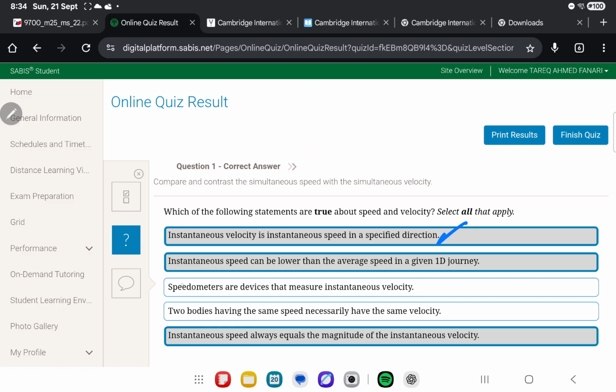Second point, instantaneous speed can be lower than the average speed in a given one-dimensional journey. That's correct, because you can plot a VT graph that goes, for example, like this. Here, the average, this secant, would be very steep, like the average journey. However, the instantaneous speed at this point, the tangent, is almost flat. It's going something like this.